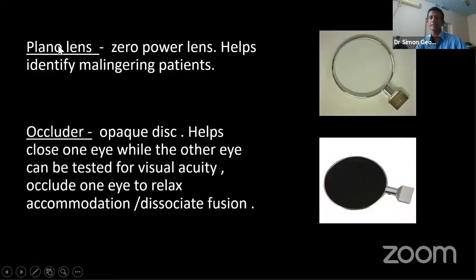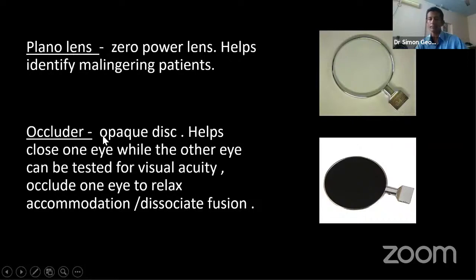What is a planar lens? The power of the lens is 0. These lenses help you to test for malingering. When your patient comes with defective vision, and when you test, you think that he's malingering or just telling the complaint just to get some sympathy, you will put this lens and then see whether he says his vision has suddenly improved. You know that the power is 0, but the patient doesn't know that. And if his vision improves with a 0 power lens, then you have to consider malingering as one of the possible diagnoses in this patient. So this lens is used for that purpose.